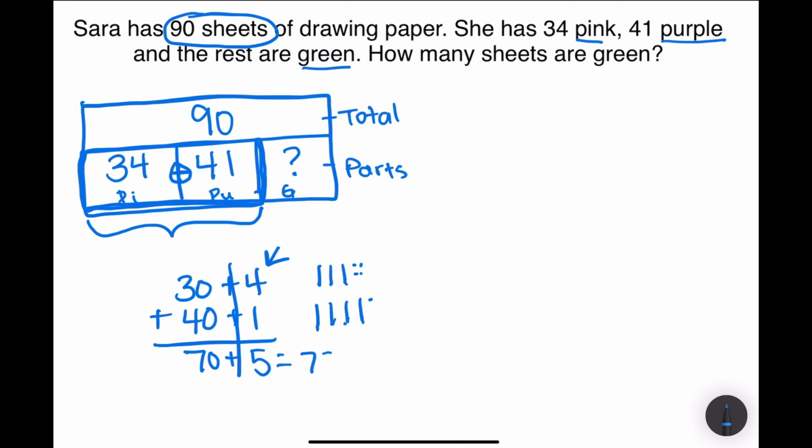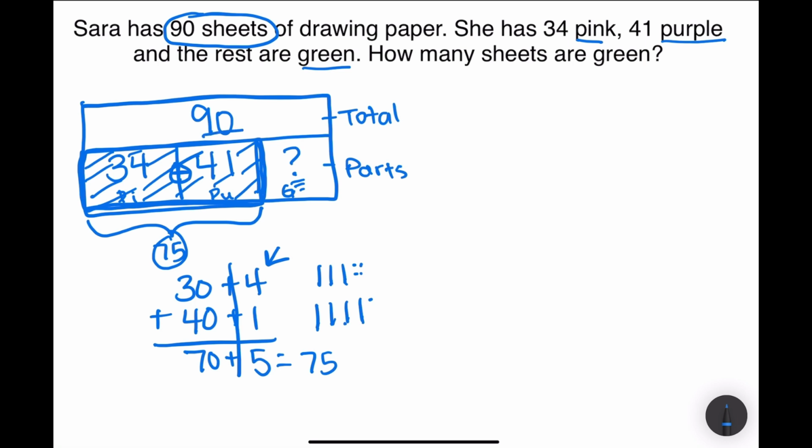I have 75. But some kids get excited and they're like, oh, I did a problem and I got the answer. But what we figured out is, and I'm going to shade these 2 parts of the strip diagram, we figured out what these 2 parts together equal. That's what we did so far. It equals 75. We still don't know our question mark. We still don't know how many sheets are green. We found out 75 to help us do the last step.